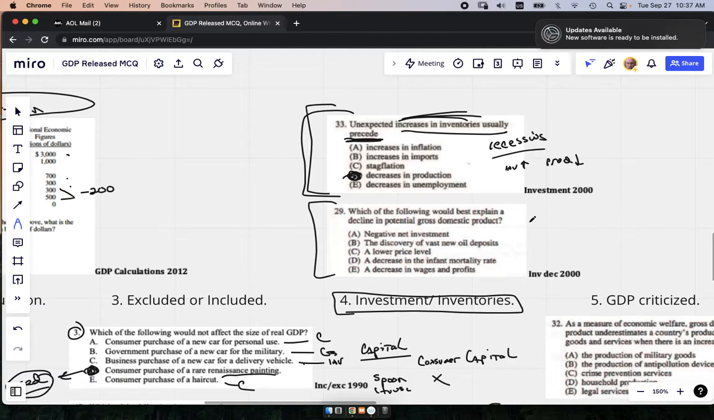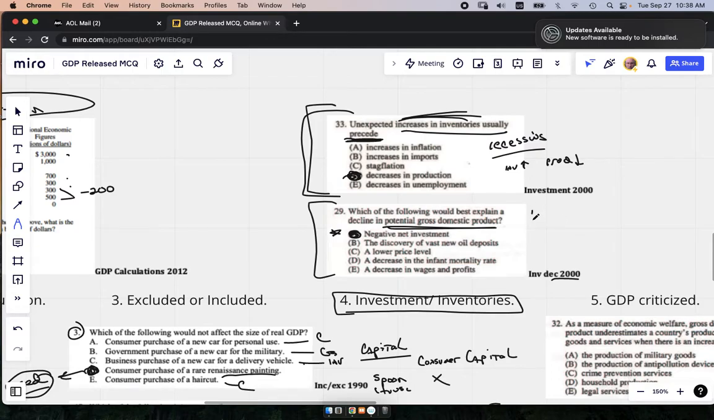I don't like it. Which of the following would best explain a decline in potential GDP? If investment goes down, obviously we're going to have less potential, which is long run GDP. Don't worry about this. This is a very weird question, and I don't know that you'd ever see it on a test again. But negative net investment, obviously, that would pull down our potential GDP.